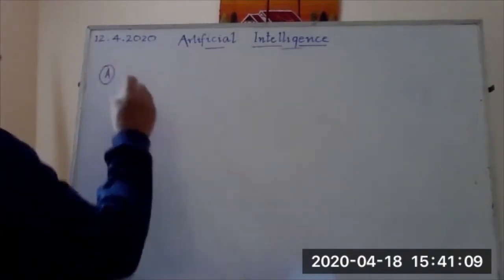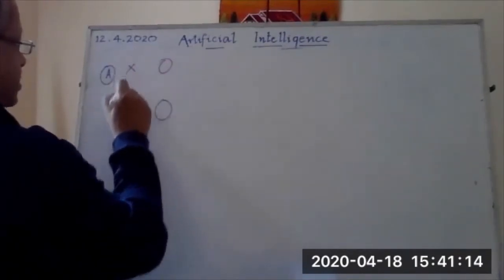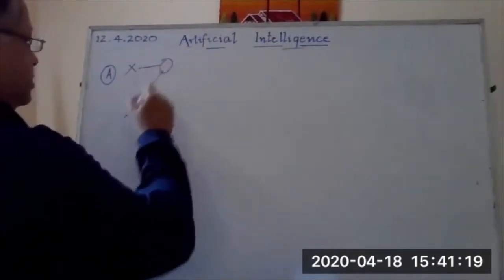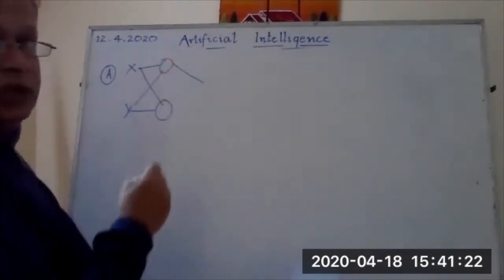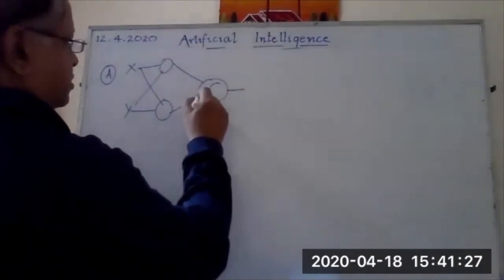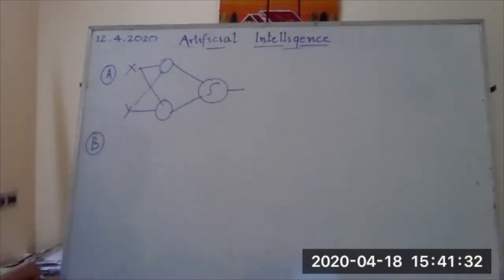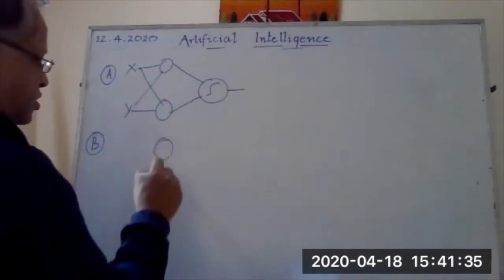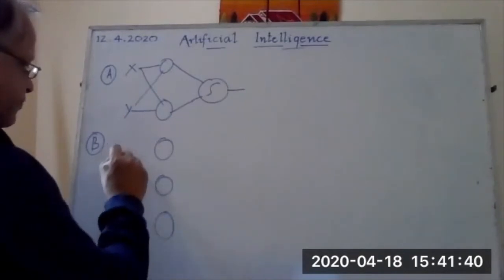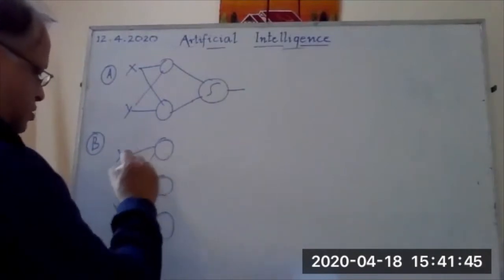Let's say A. The neural net would look something like this: X, Y, something with its weight. It goes into weights, and there is one neuron, which is A. Let's say there is a B neuron which has three neurons, three processing units. X, Y goes here, here, here, here. Okay.